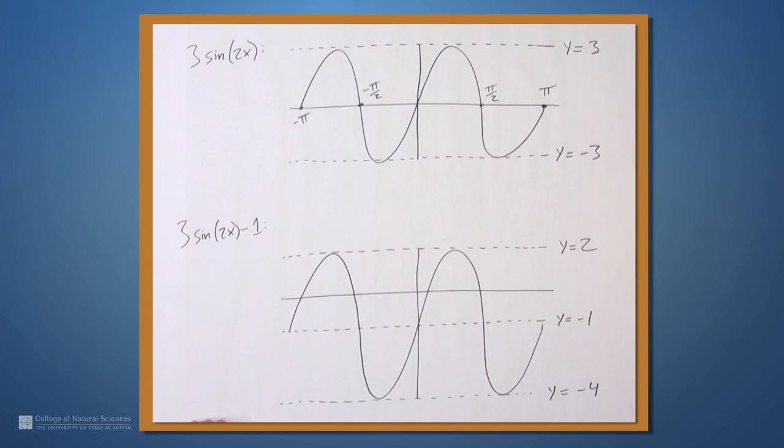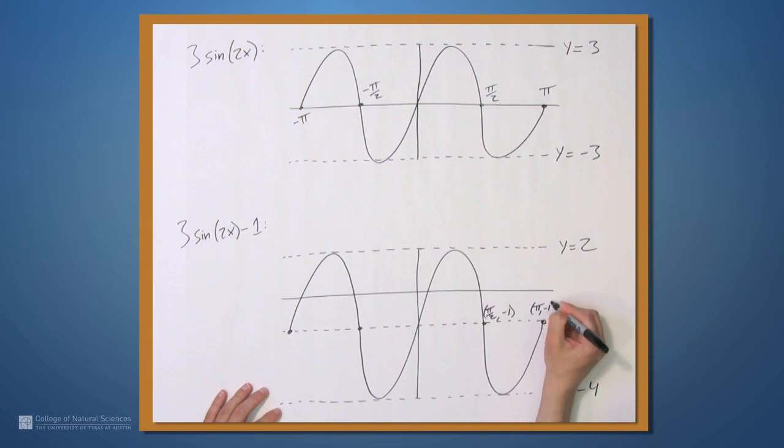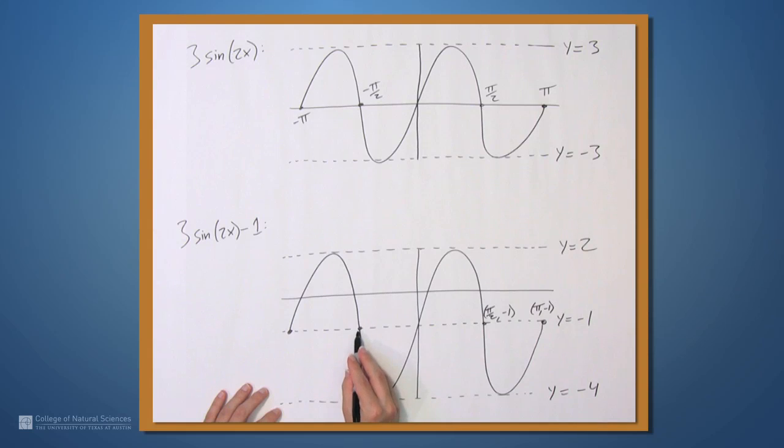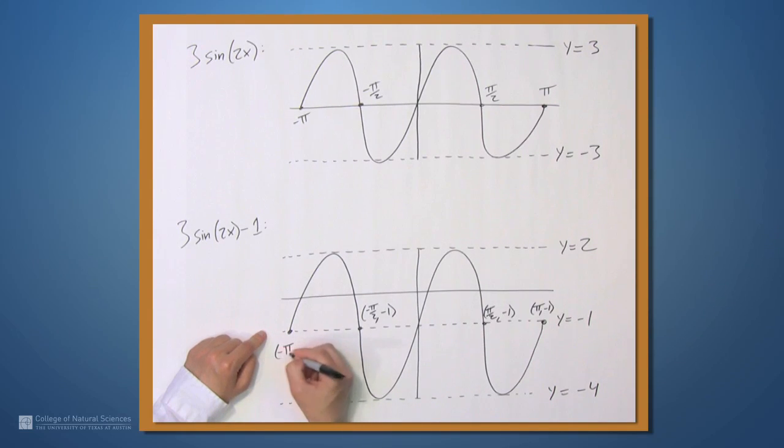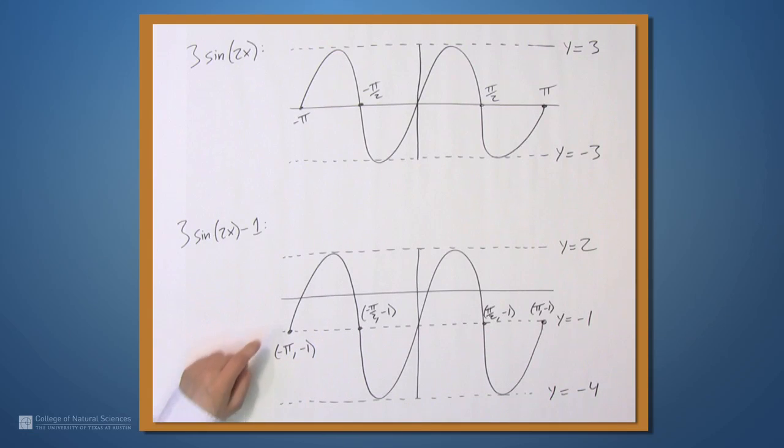All right? And the only thing left is to label these guys. These haven't changed. This is still pi over 2, but it's now (pi over 2, negative 1). Right? It's been shifted down. This one here is going to be (pi, negative 1). This will be (negative pi over 2, negative 1). And finally, this point here will be (negative pi, negative 1). And that's our graph.